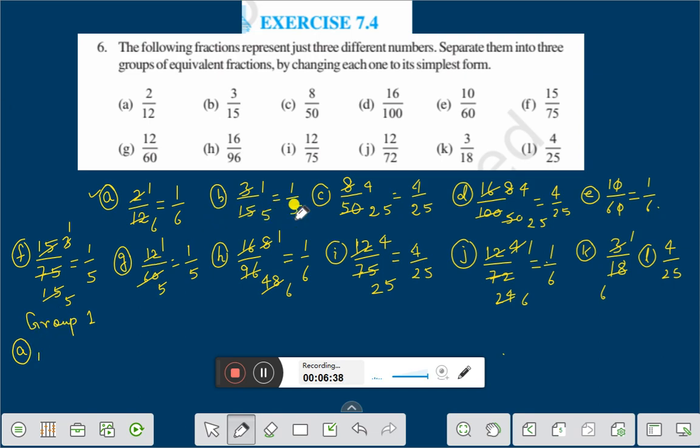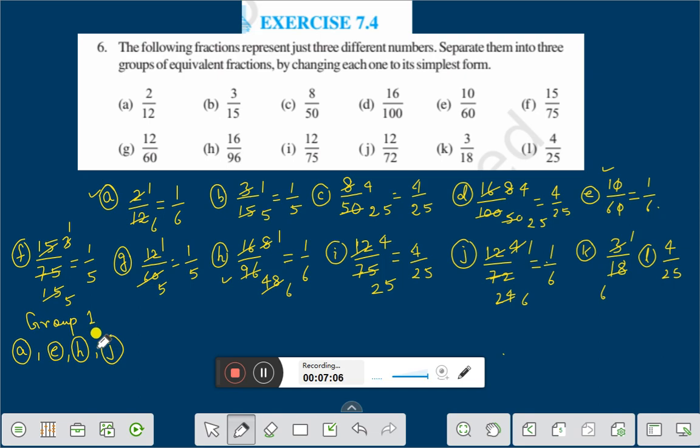And find 1 by 6. E is also 1 by 6. A, E. H is also 1 by 6. J is also 1 by 6. These four terms are 1 by 6.